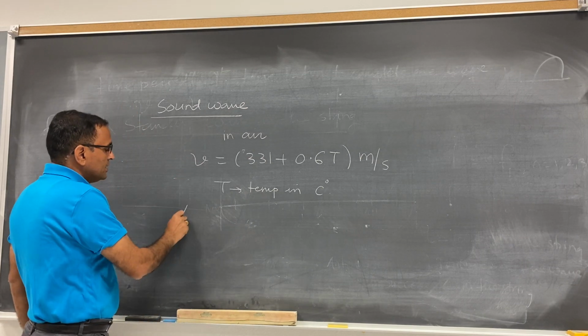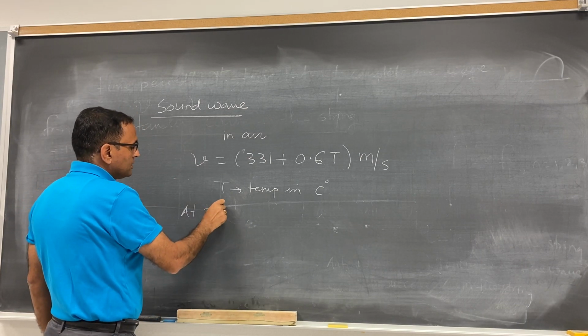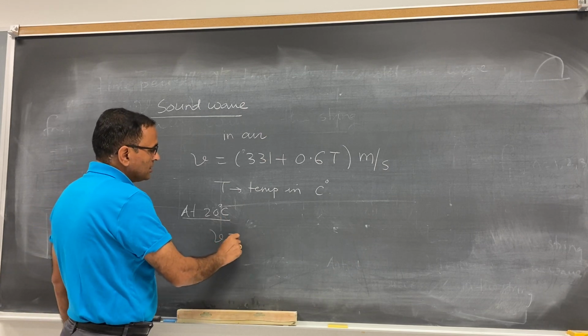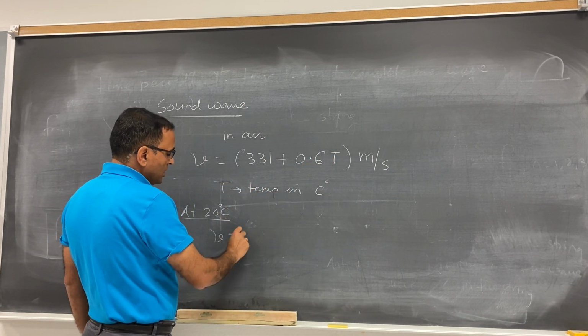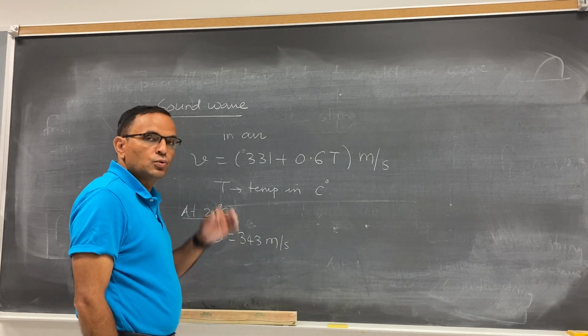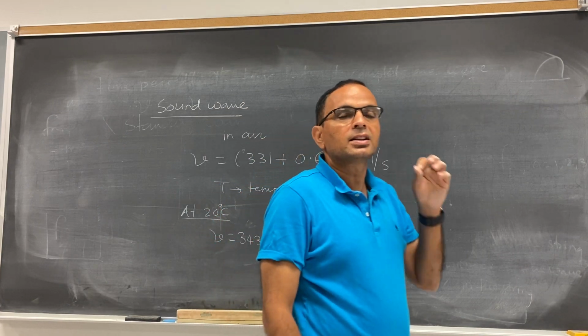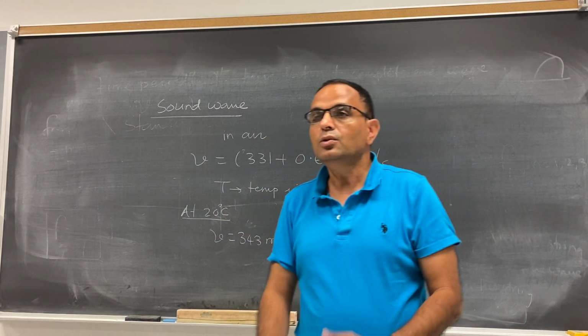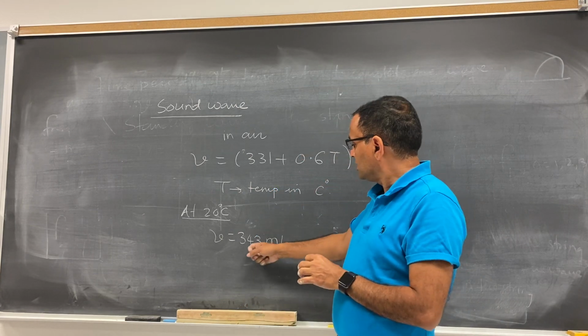But at 20 degrees Celsius, the speed of the sound wave in the air is, if you plug T equal to 20 here, you get 343 meters per second. That is the speed of the sound wave in the air.